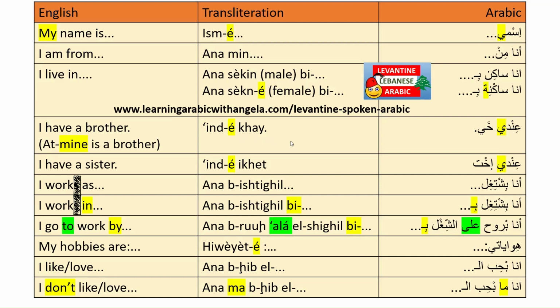خي is a brother. So عندي سيارة, a car. سيارة. عندي سيارة. I have a car. So at mine is a car, literally. So we're using an adverbial over here. So that's also different to English. And notice that we're attaching the pronoun suffix over here that indicates possession.